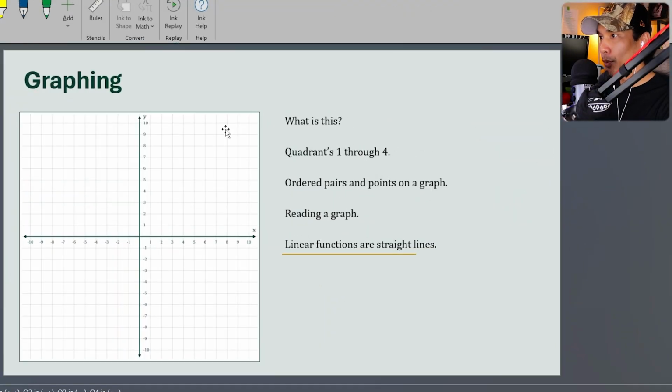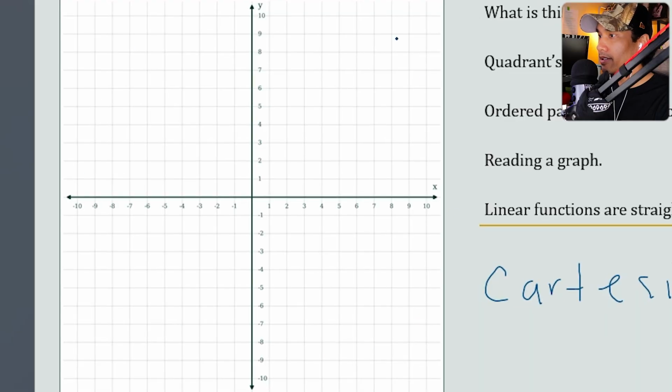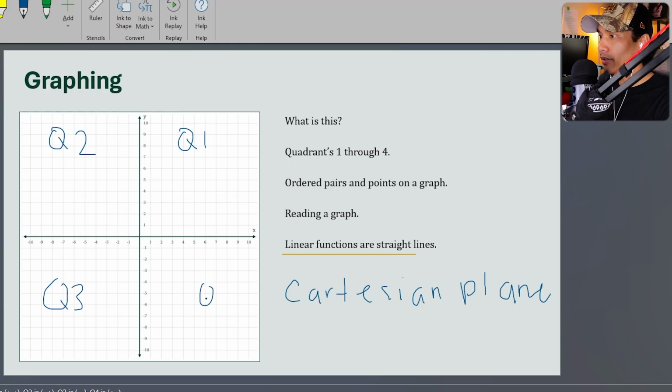All right, let's begin. Let's start with graphing. What is this? This is what we call the Cartesian plane. Whenever you see a graph like this, this is called the Cartesian plane. But honestly, who cares? The Cartesian plane is made up of 4 quadrants. We have quadrant 1, quadrant 2, quadrant 3, quadrant 4, and that's it. And then we have the x and the y axis.